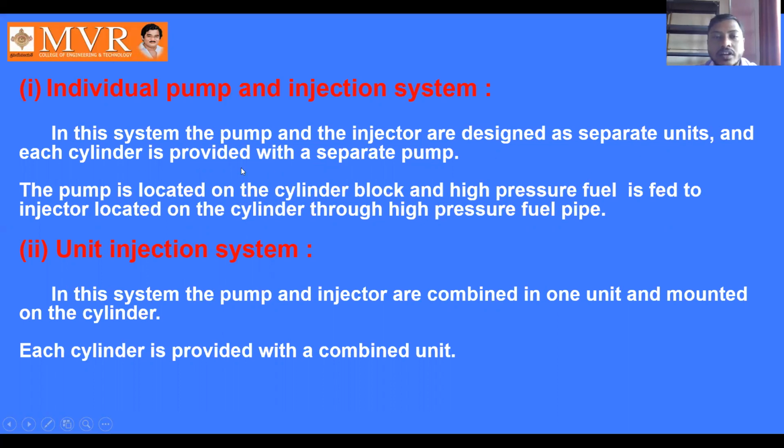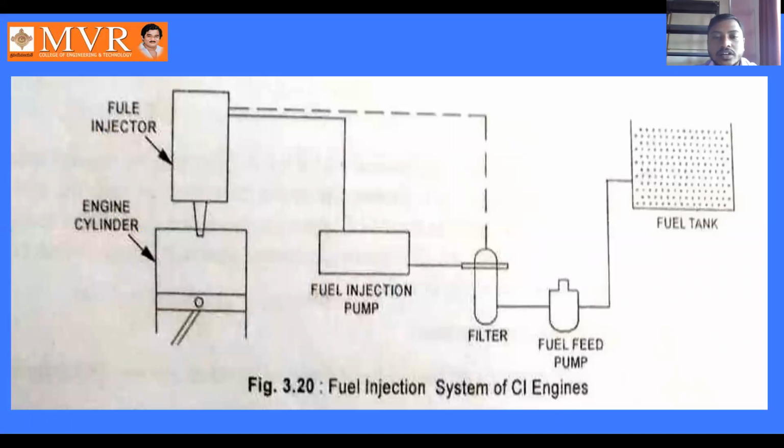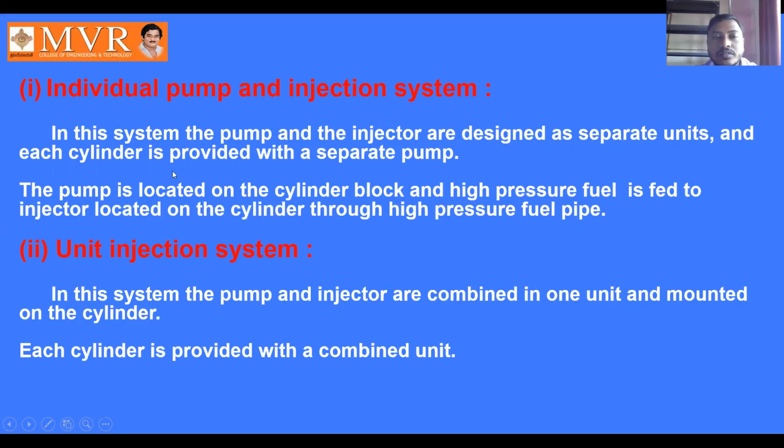The separate units are there. The pump is located on the cylinder block, and high pressure fuel is fed into the fuel injector. As I have shown you here in the diagram, high pressure is developed in the fuel injection pump, and this high pressure fuel is sent into the fuel injector. The pump is located on the cylinder block, and high pressure fuel is fed into the injector located on the engine cylinder through a high pressure fuel pipe.